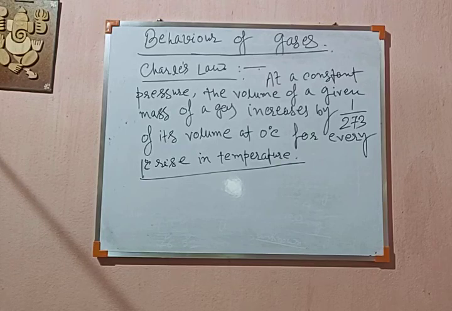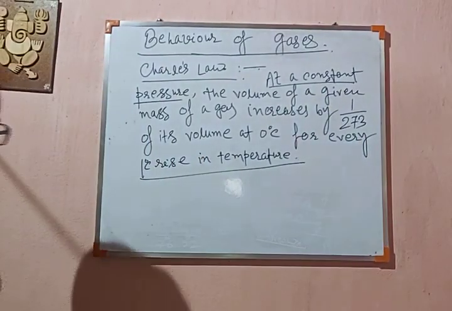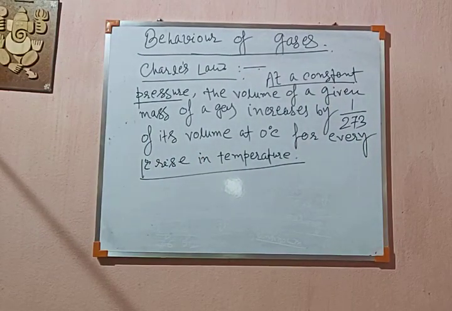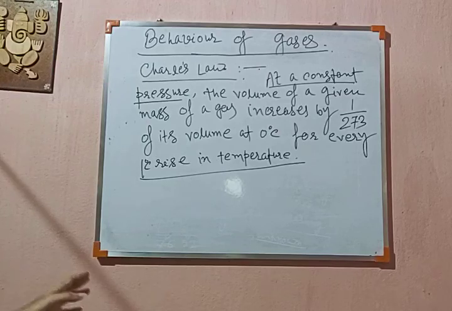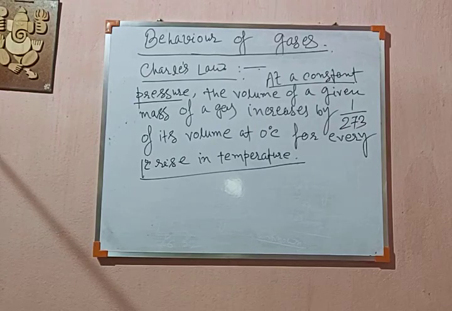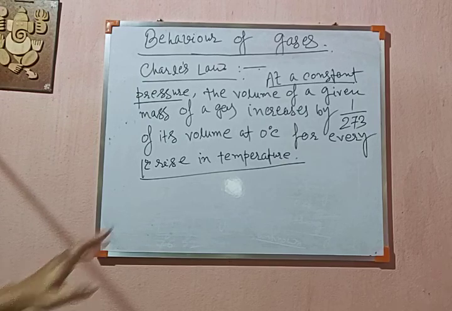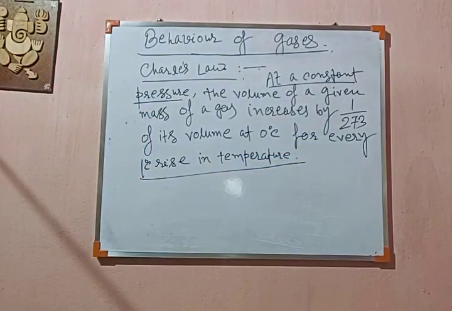You can see that in Charles' law the constant is pressure. If you remember Boyle's law, the constant is temperature and the variables are pressure and volume. Whereas in Charles' law the constant is pressure and the variables are volume and temperature. So what is the relationship? For every 1 degree Celsius rise in temperature, the volume increases by 1 by 273 of its volume at 0 degrees Celsius. How can you derive the mathematical form of Charles' law?